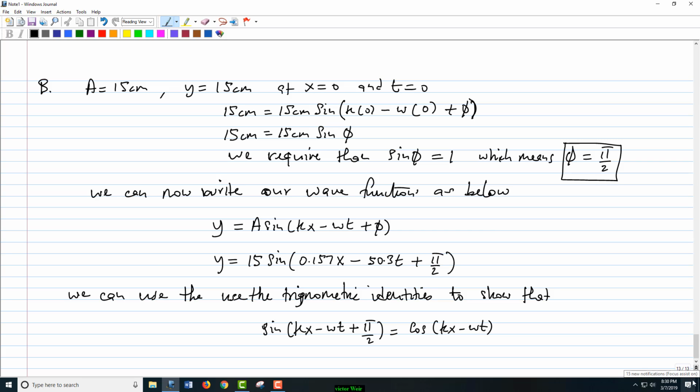So we can now write our formula for the wave function y to be equal to 15 cosine(0.157x minus 50.3t). So we've transformed the sine into a cosine by shifting. Since it is shifted by 90 degrees, we can call it a cosine. Now let's look at something slightly different.